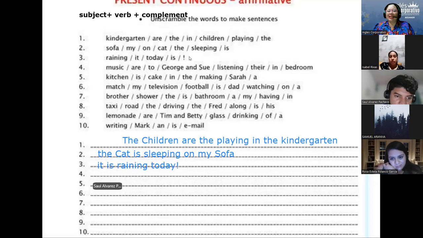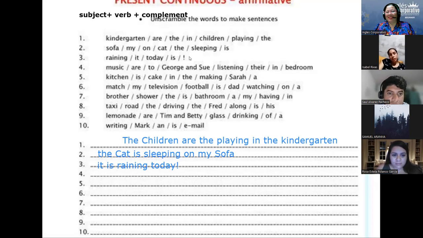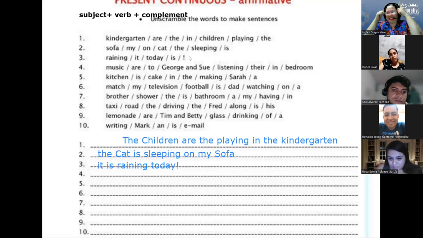If it has an exclamation mark, how is it read? Let's see. It is raining today. Yes, today. Let's see, Ronaldo, with the exclamation mark. It is raining today. Yes, correct.